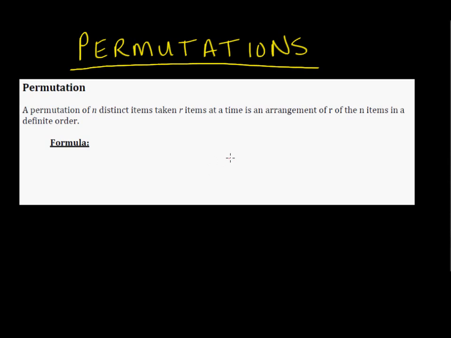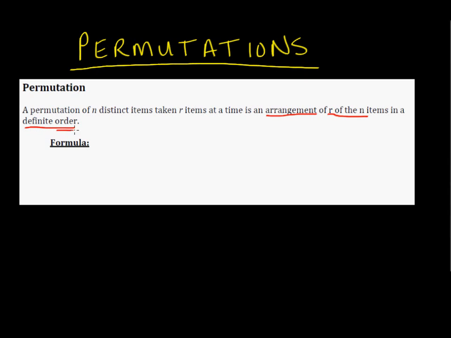Permutations is another counting technique that we can apply to count items or count objects. And permutations are going to specifically apply when we are looking at an arrangement of items. Okay? And for this specific formula here, we're going to look at an arrangement of r of n items in some kind of order. Okay?